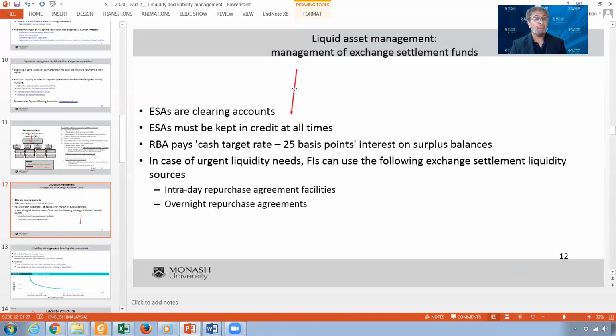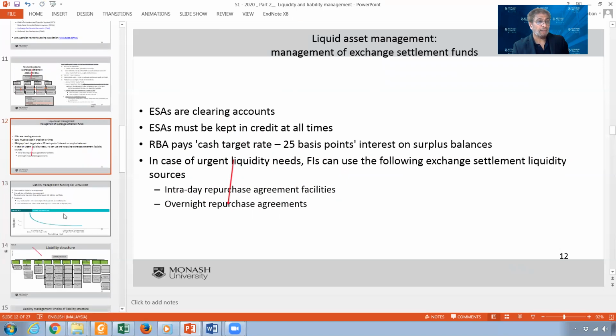And if you have surplus, they will give you 0.25 basis points. If you are in deficit, then they will cover your dues and they will charge you 20 basis points, and this is only overnight. Okay, in case of urgent liquidity needs, a financial institution can use the following exchange settlement liquidity sources: what we call an intraday repurchase agreement, which they can do with the central bank, or they can take the overnight repurchase agreement. They have two types of repurchase agreements for the securities, so this is just intraday or overnight.